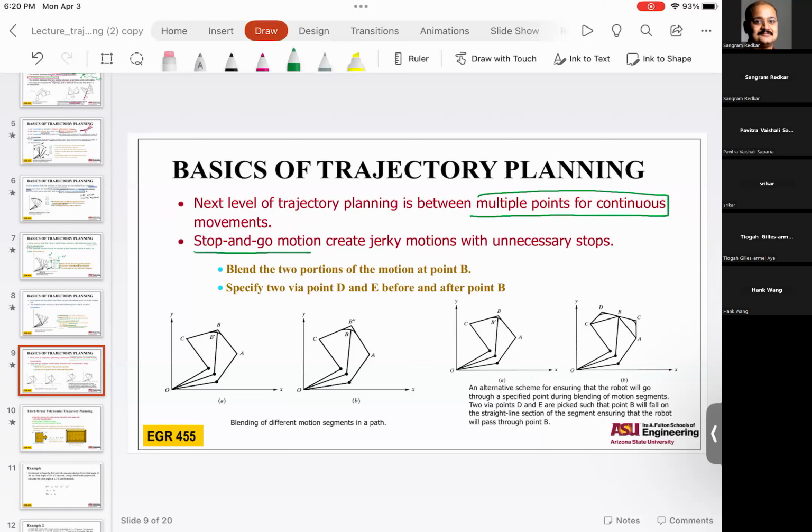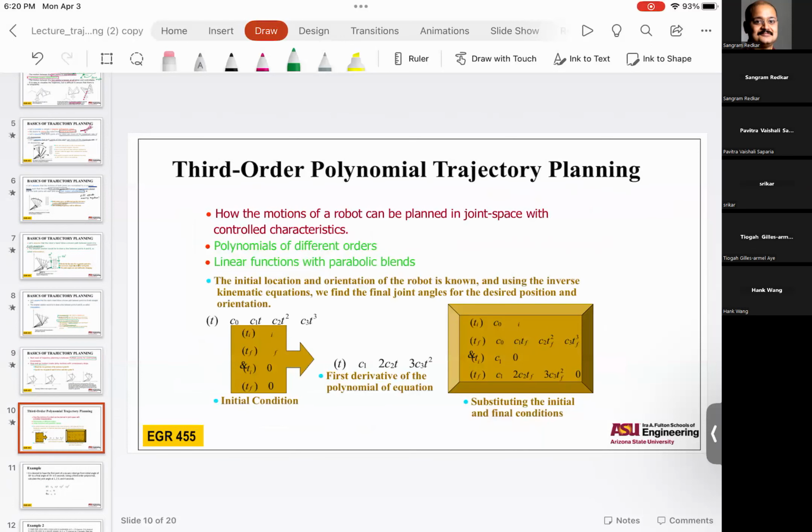So this is the very first way of performing the trajectory planning. You use polynomials of different orders, and you use linear functions with parabolic blends. So what does that mean? At bare minimum, you go from point A to point B, and as you go from point A to point B, you try to fit a polynomial function.